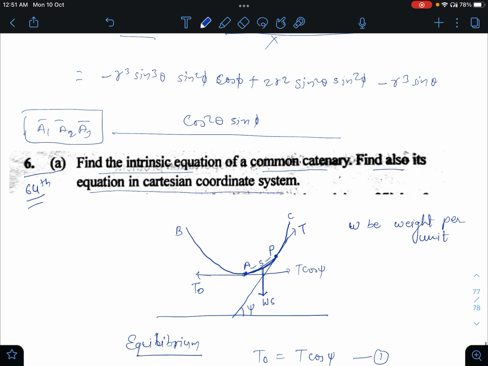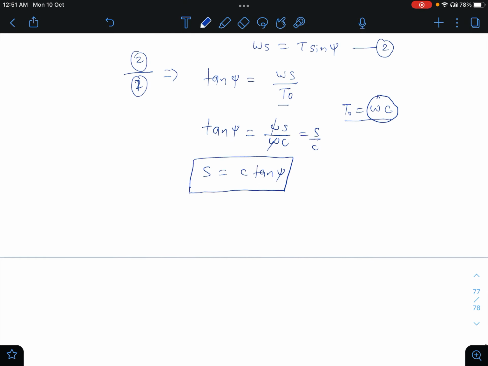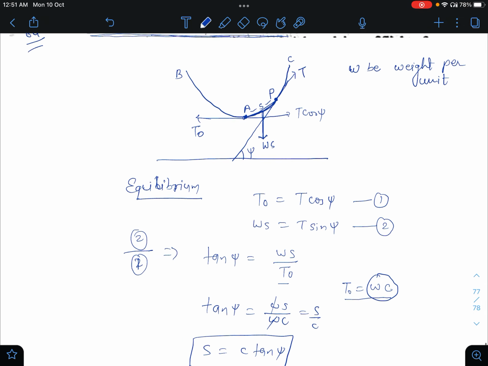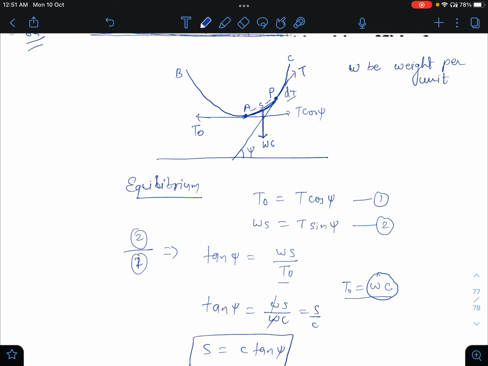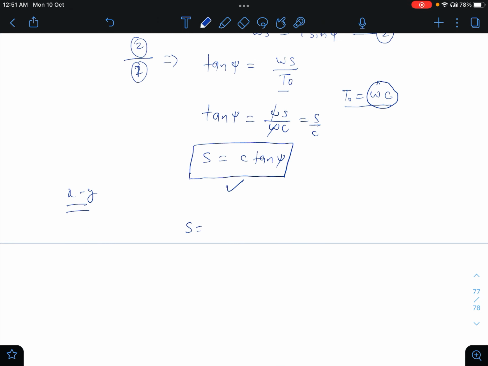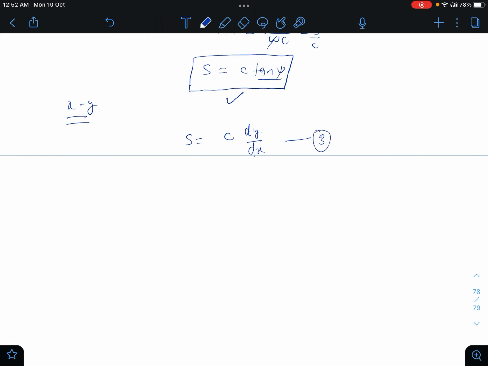Guys, the second part of the question is to find also its equation in Cartesian coordinate system. It means that we need to find the equation in the x, y coordinate system. For that, we will start from this intrinsic equation. At point P, the tangent is dy by dx, which is equal to tan psi. So S is equal to c tan psi, where tan psi is the slope of the tangent at that point, equal to dy upon dx. Let us differentiate this equation 3 with respect to x. So ds upon dx is equal to c d square y upon dx square.